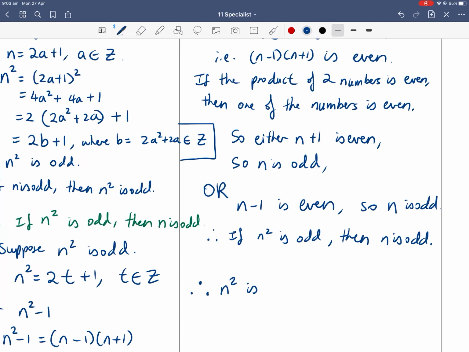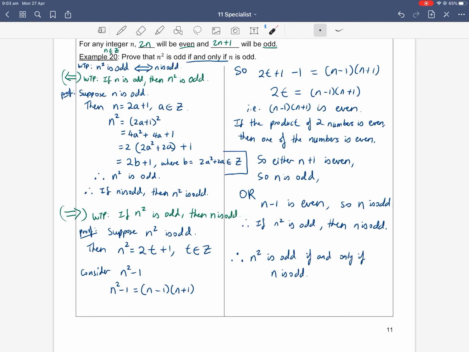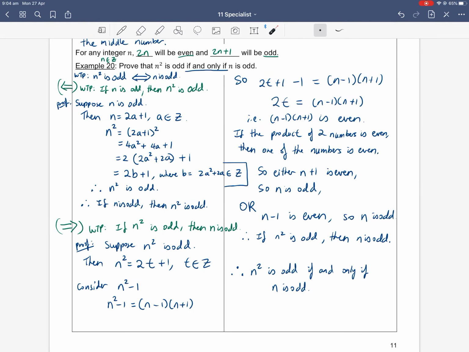So finally, combining both statements, we have shown that n squared is odd if and only if n is odd. Okay, so with mathematical proofs, communication is super duper important, because essentially every line, every statement you write is worth half a mark, okay? So you really need to follow the pattern and the process of writing out and setting out these proofs.